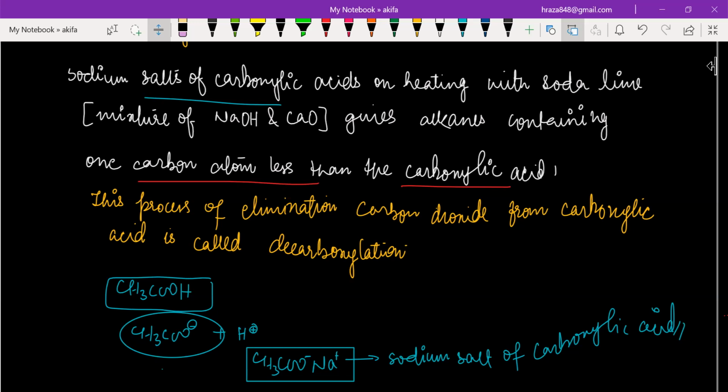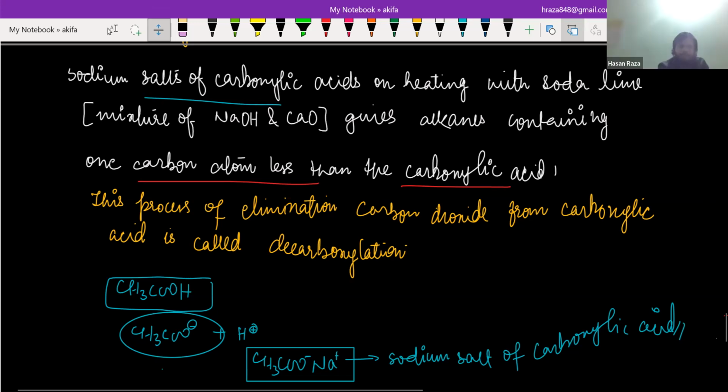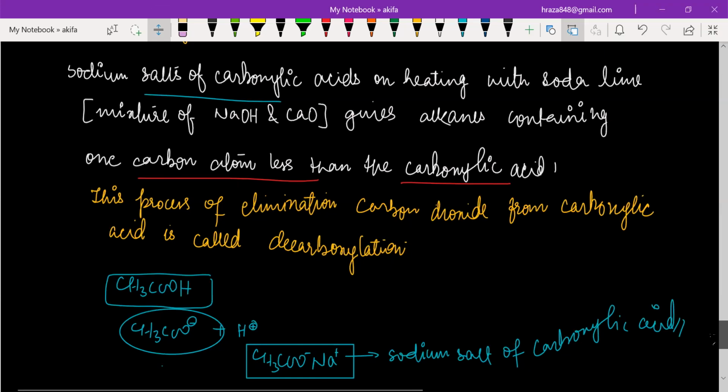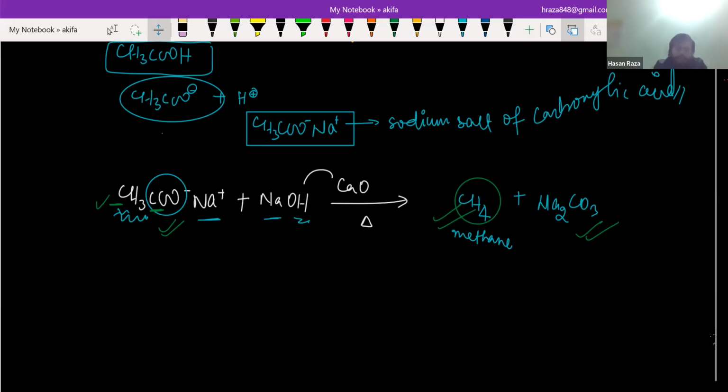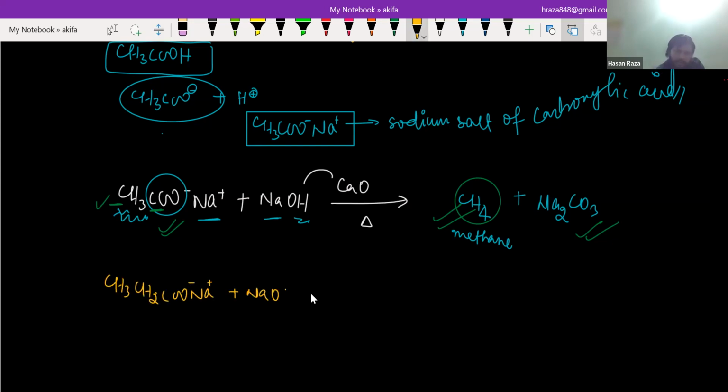Done. Did you write the reaction? Alkane of one carbon is called methane. Alkane of two carbon is called ethane. Alkane of three carbon is called propane. You know all this? Yes. Okay, just write it and let me know. Done. And please try to solve this. Can you solve it?